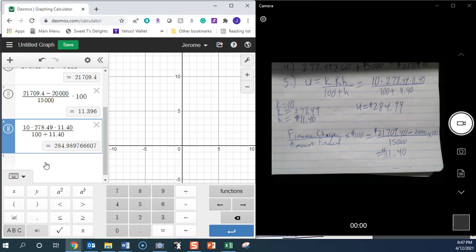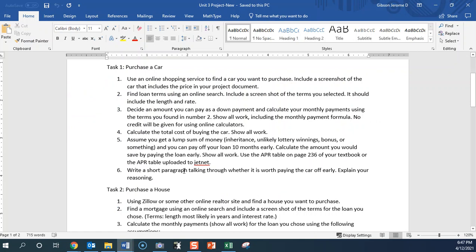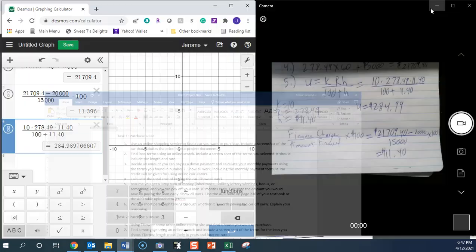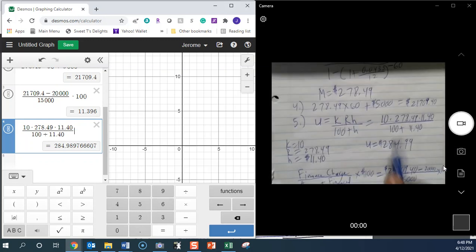Okay, so now we go back here, and for number 6, it says write a short paragraph talking through whether it is worth paying the car off early. Explain your reasoning. Now, of course, that's up to you. But I would look at it like this. 10 more months of payment will be basically 10 times this $278.49, which would be $2,784.90 that you would have to pay.